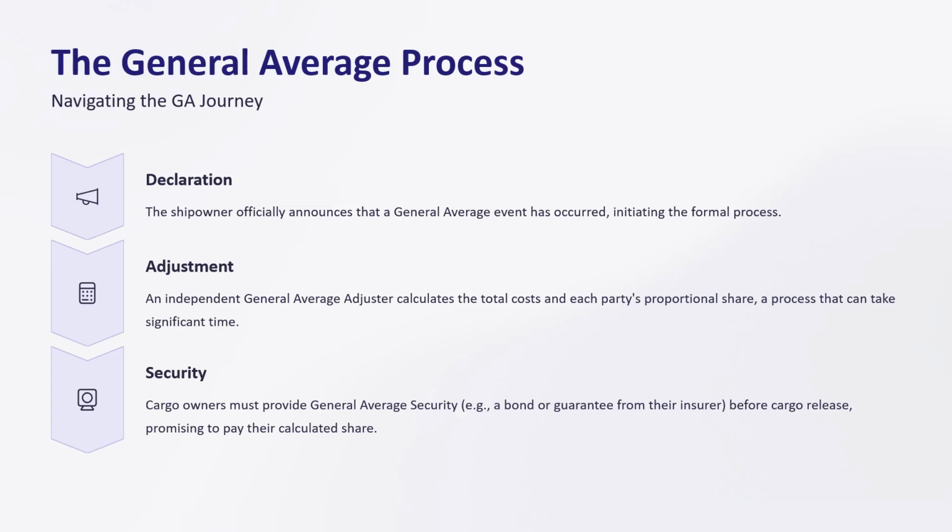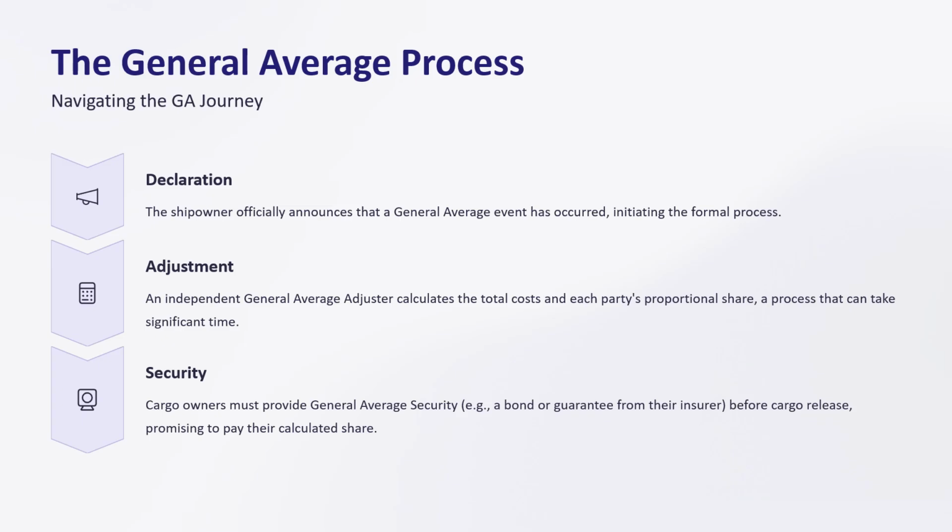Next is the adjustment. An independent expert called a general average adjuster is appointed. Their complex job is to gather all the details, calculate the total cost of the general average expenses, and then work out each party's exact proportional share, meaning how much the ship owner and each cargo owner needs to contribute. This can take a long time, sometimes even years.